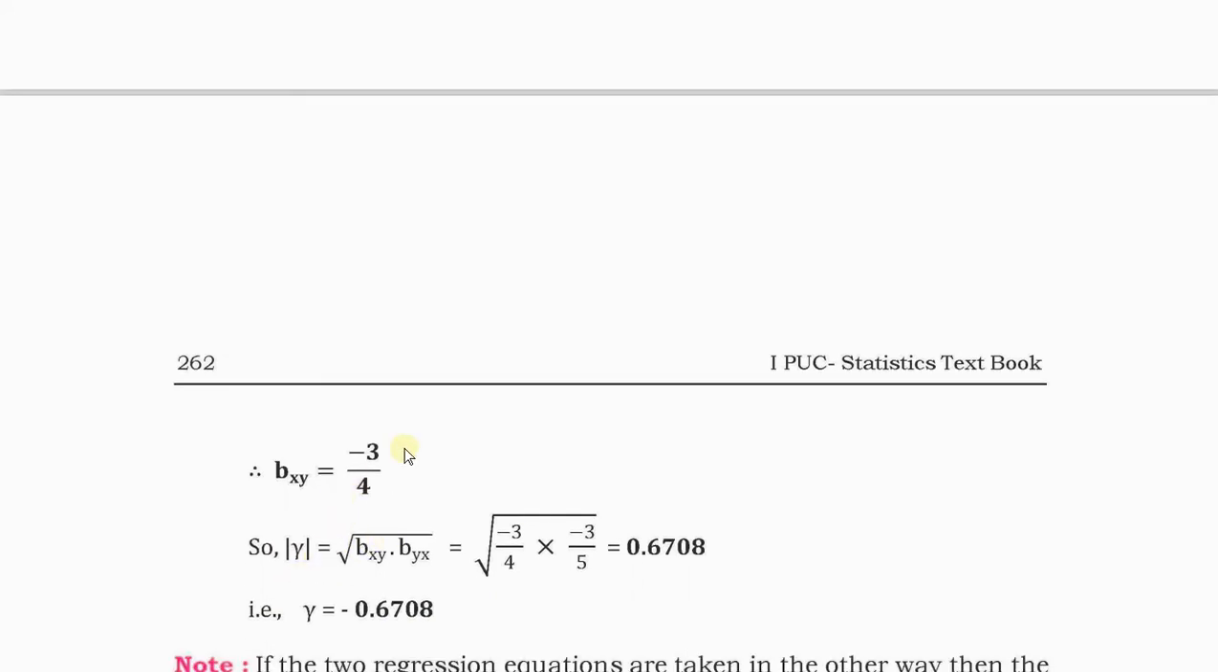Now that we have obtained the two regression coefficients, the correlation coefficient is equal to the root of bxy into byx, which is the root of minus 3 by 4 into minus 3 by 5, equal to 0.6708. Since both the regression coefficients are negative here, the correlation answer will also be a negative number. So this is the concept of regression. This is all about analysis of bivariate data, that is the correlation and the regression concept.